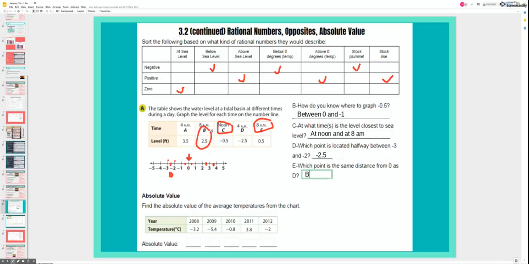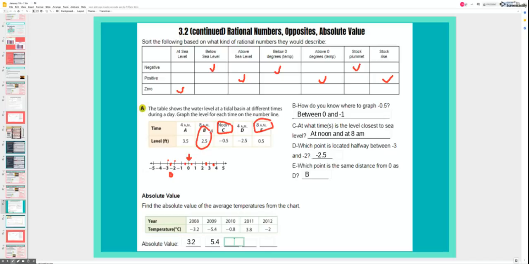Down to the bottom, absolute value. Yesterday when we reviewed absolute value, I had you guys write down that it's always positive because distance is measured in positive units. So if it says find the absolute value of the average temperatures from the chart, this is super easy. You just have to pay attention to the numbers. It says 2008, that's the year. The temperature is negative 3.2. So the absolute value of that would just be positive 3.2. Oops. This one, it says negative 5.4, so positive 5.4.